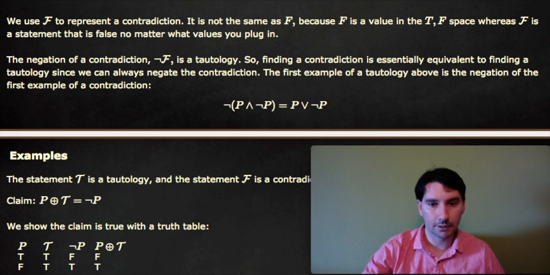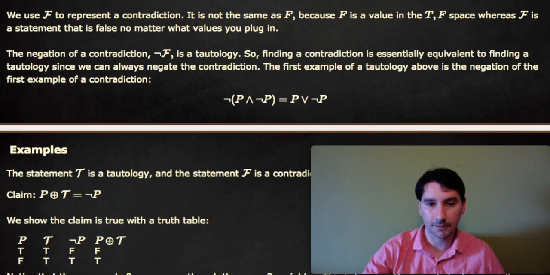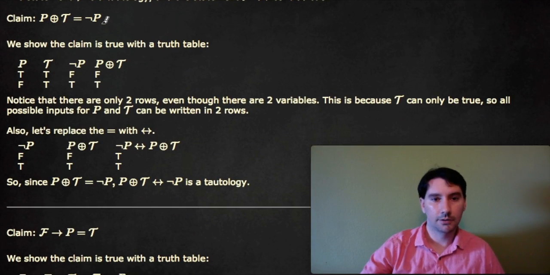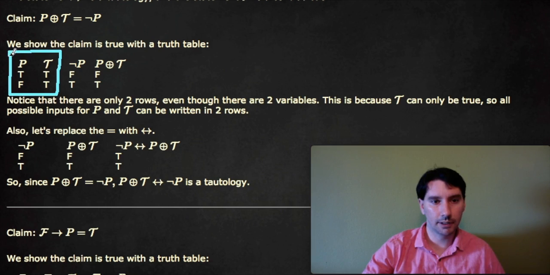So now let's look at a few computations with tautologies and contradictions. So let's look at P exclusive or a tautology. That's actually equal to not P. So if we were to do a truth table, we would write down all possible inputs. And notice that even though we have two statements, we still only have 2 rows of possible inputs because the tautology can only be true. We can't plug in false for the tautology. So P is either true or false, and the tautology is true and true. Then not P is false or true, and P exclusive or true, well, true exclusive or true is false, and false exclusive or true is true, which is the same thing as not P. So these two things are equal.